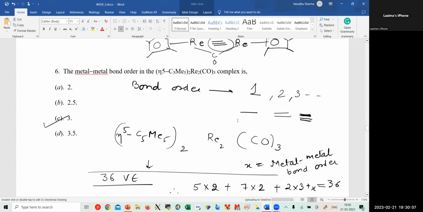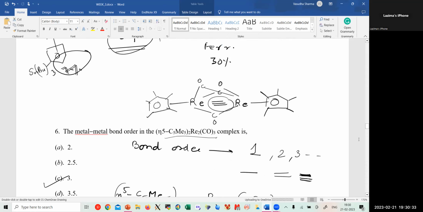So now the sixth question is to find out the metal-metal bond order in the given Re2(η5-C5Me5)2(CO)3 complex. To determine the metal-metal bond order, either you know the structure of the complex, or even if you don't know the structure, if you know the total valence electron count, from that calculation also you can find it. So first, I know the structure, for example. So I know that it forms three bonds. Now, from the three bonds, the metal-metal bond order is nothing but the number of bonds the two metals are having. So this is three. But if somebody does not know the structure, we can use the help of calculation.